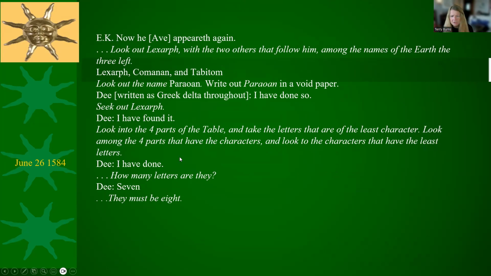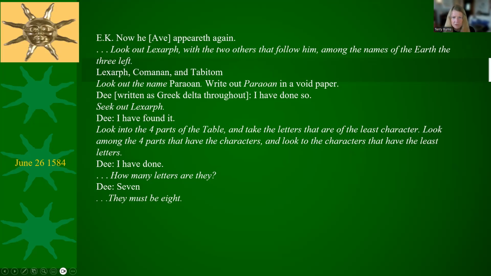Look into the four parts of the table, and take the letters that are of the least character. Look among the four parts that have the characters and look to the characters that have the least letters. And Dee says, I have done. Ave says, how many letters are there? Seven. And they say, there must be 8.